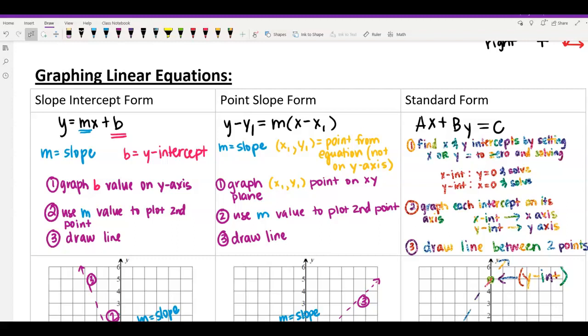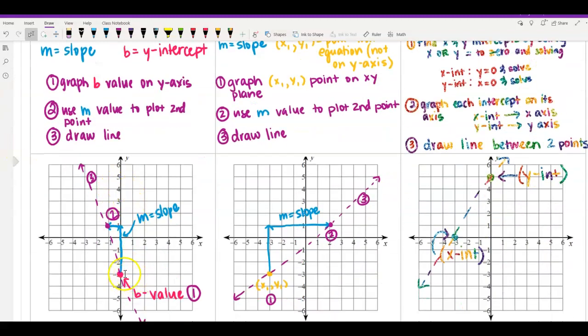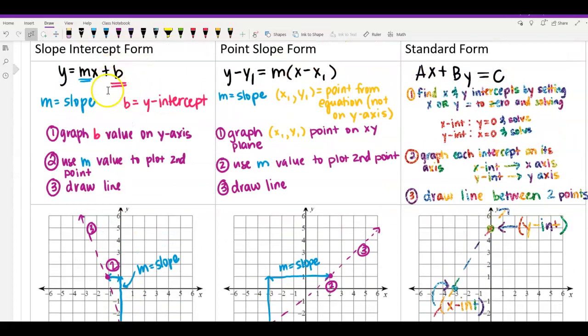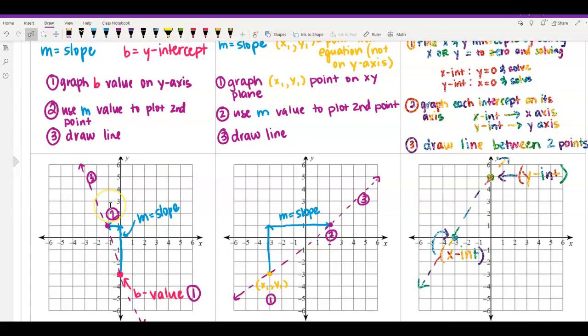So for slope-intercept form, we're going to start on the y-axis with that y-intercept value. So I just made a random one here. So any random y-intercept value that is in the equation, that would be the b number, you're going to plot that on that y-axis here in the middle. Then from that y-intercept point, you're going to graph the slope up and right, or down and left, or up and left and down and right, whichever way it tells you to go. And that will give you your second point. Remember, you only need 2 points to graph a line. So we started with our b value on the y-axis, and then we used our slope to plot that second point, and then we can draw our line.